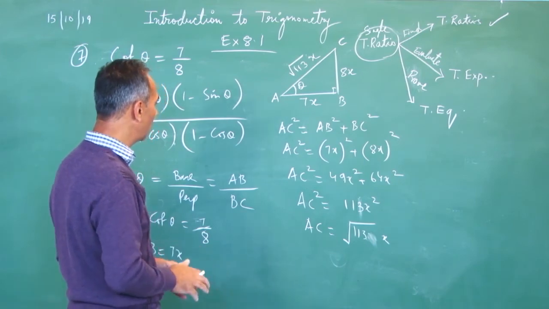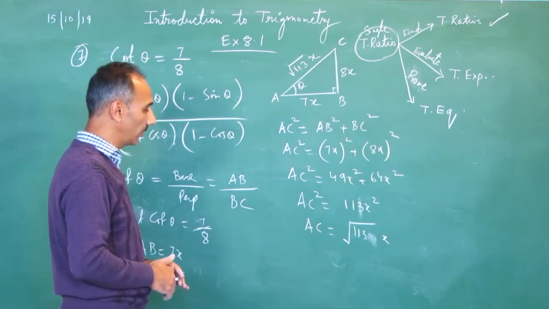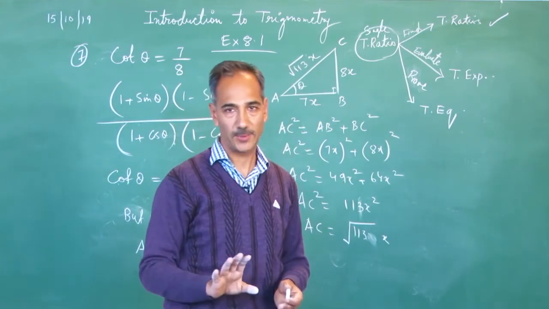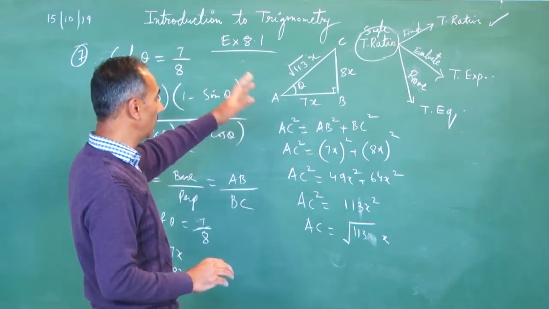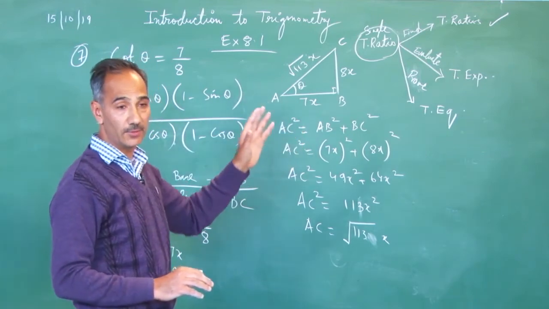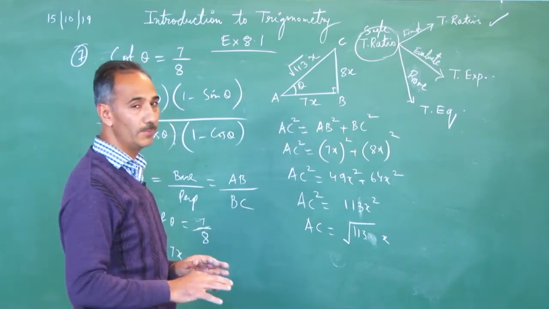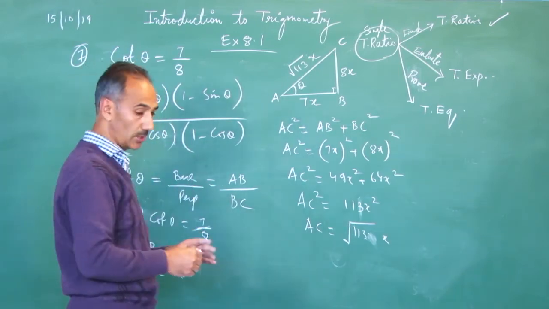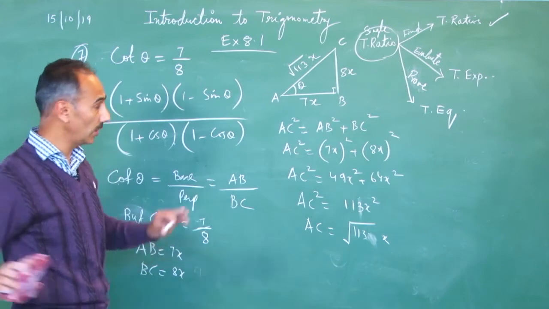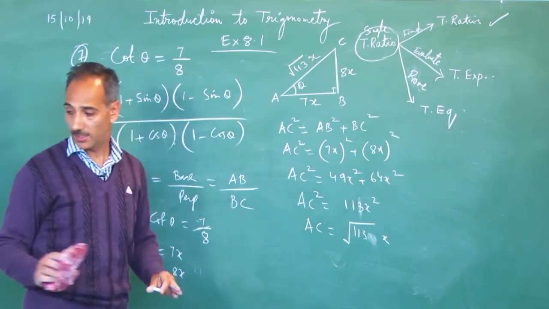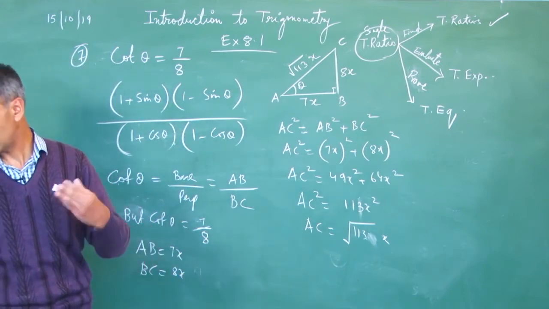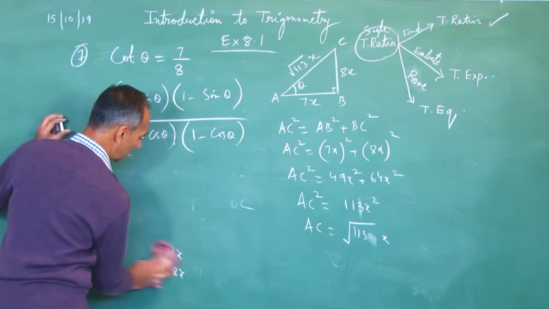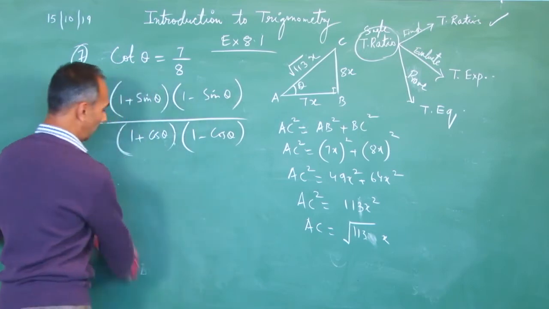I will tell you how. So you calculated the value of the third side with the help of a single t ratio. Two sides were given, and we applied Pythagorean theorem to find the third side. Now you are in a position to find the value of any t ratio. We simply need sine and cos, which we are going to put in this trigonometric expression. So my expression is 1 plus sine into 1 minus sine, 1 plus cos, 1 minus cos.